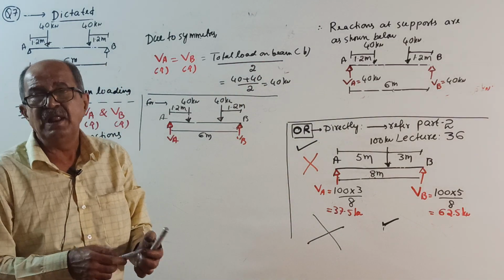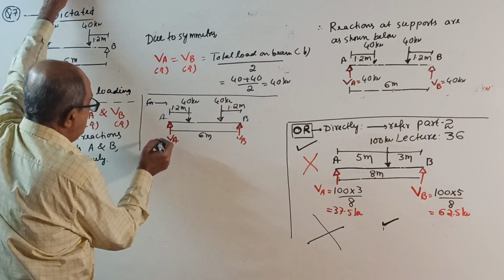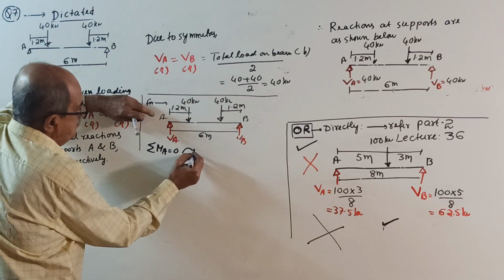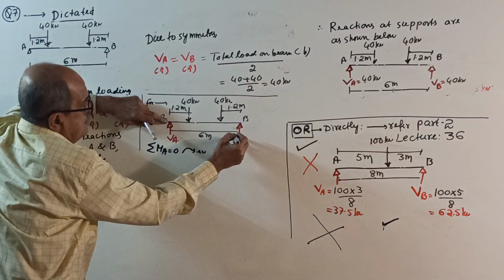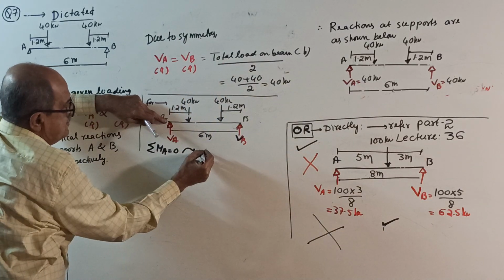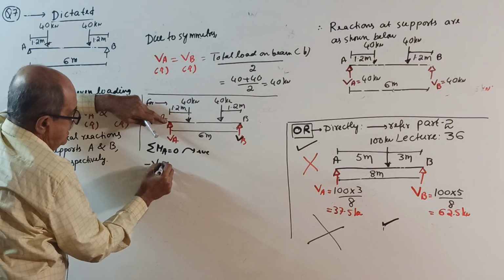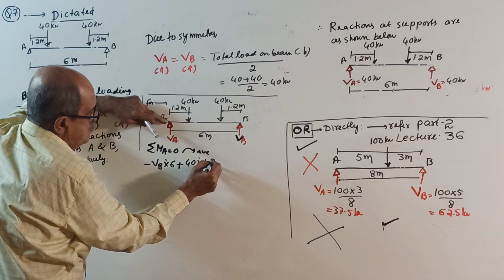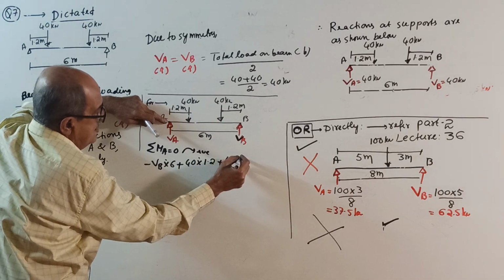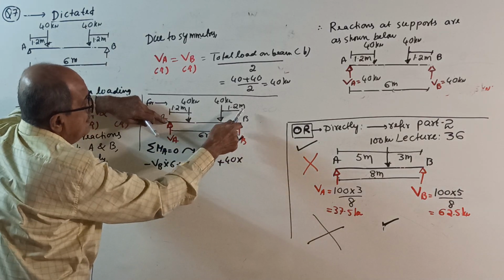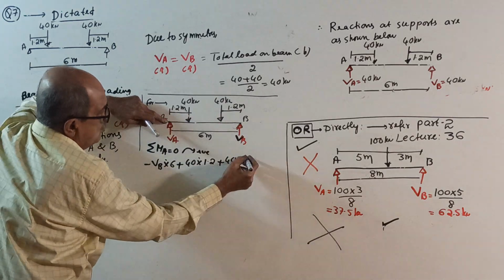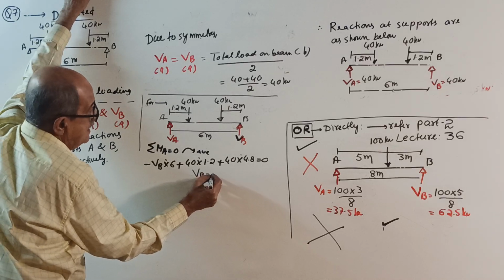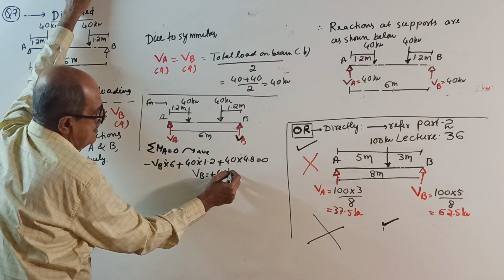Still, someone will tell, no, I want to use equation. Okay, no problem. Take moment. Sigma M about A equal to 0. Take clockwise positive. Minus VB into 6 plus 40 into 1.2 plus one more 40 into 4.8 meter, equal to 0. Your VB will come plus 40 kilonewton.